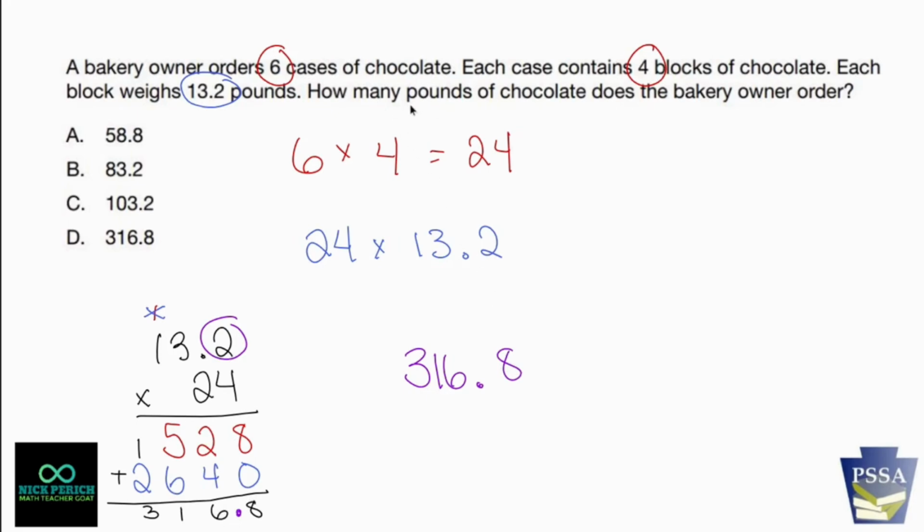Now, what are we trying to find? How many pounds of chocolate does the bakery owner order? Well, that's 316 8/10 pounds. So that's going to be my guy, and D is going to be my answer.